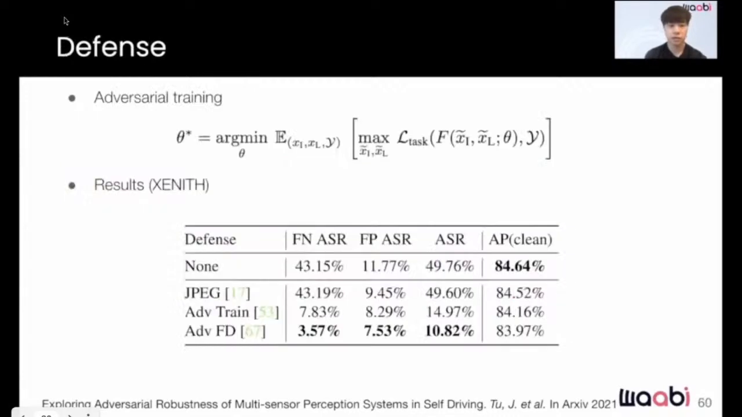Finally, we explore several defense methods against our attack. First, we employ JPEG compression and decompression on the image inputs and find that it has little effect. Next, we again find adversarial training to be very effective. And furthermore, by combining feature denoising with adversarial training, we can achieve a very strong defense against false negatives. But the effect on false positives is much weaker.